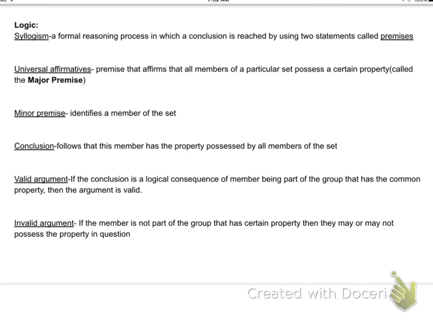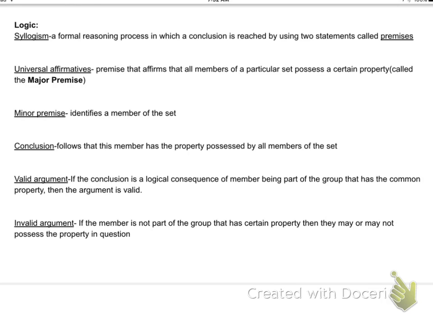If a group has a trait, the argument, guys, format again is some group has a characteristic. Wait, guys. Wait.